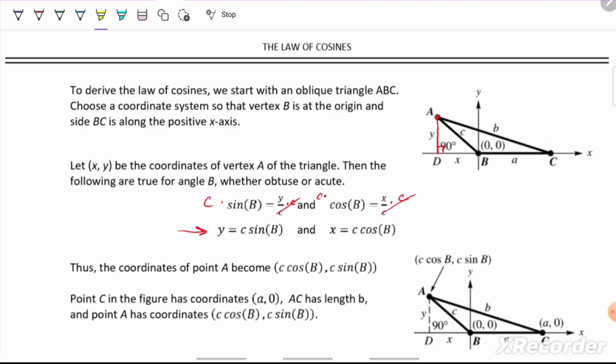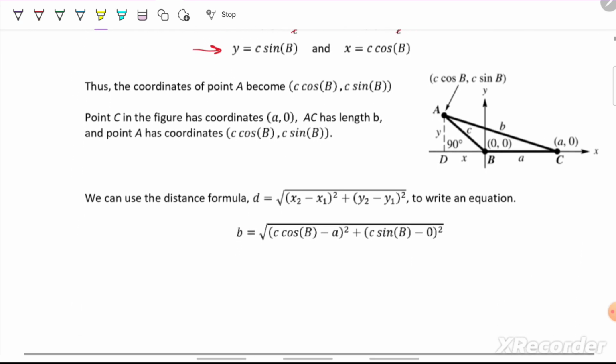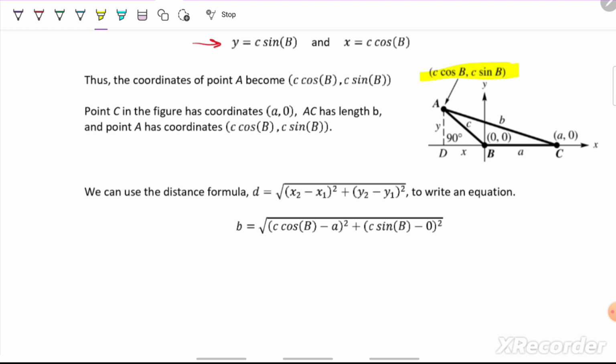So now I'm going to replace the coordinates for point A, which were x comma y, with c cosine B and c sine of B. Now our point C, because of how we drew this, has the coordinates a, 0. Side AC, we've labeled length b because it's opposite our angle B. We can use the distance formula to find the length of side b because it's the distance between two known points: point A that has coordinates c cosine B comma c sine of B, and point C that has coordinates a comma 0.